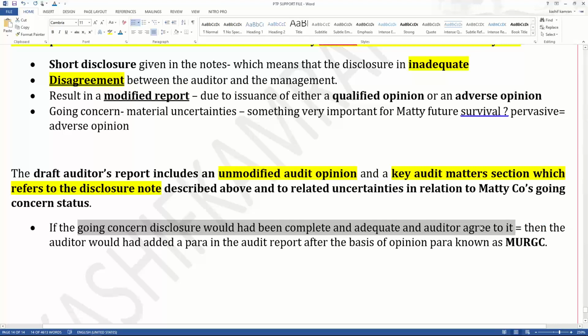But in our case, it was a short disclosure, it was an incomplete disclosure, and you disagree with it. So you have included the going concern disclosure in a CAM. Can we include a going concern disclosure in CAM? CAM is for matters other than going concern. So in a CAM, the key audit matter is other than a going concern matter. If there is a going concern matter, will it come in CAM or will it come in MURGC? You cannot have an overlapping audit report where you put a matter in a going concern paragraph and also put a matter in a CAM paragraph.